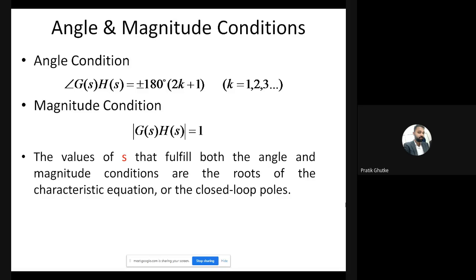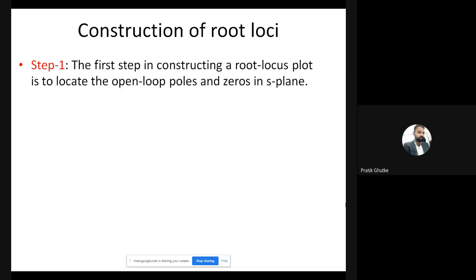Are you getting it? I am repeating once again. The value of s that fulfills both conditions, this angle condition and then the magnitude condition, are the roots of the characteristic equation or the closed loop poles. So what are the steps to construct the root locus with the help of the angle condition and then the magnitude condition? Step 1.